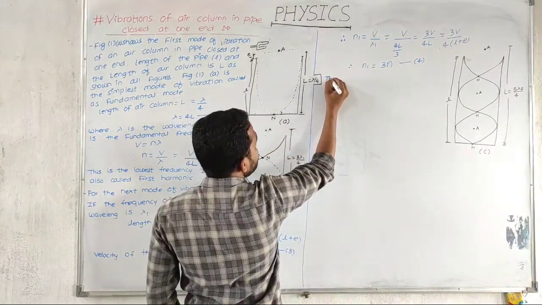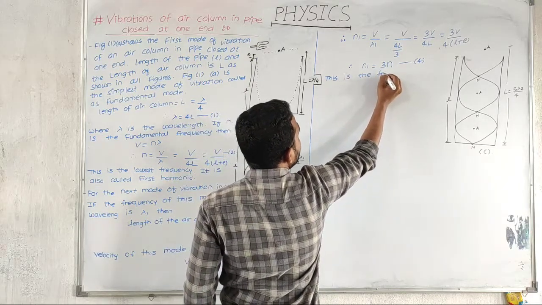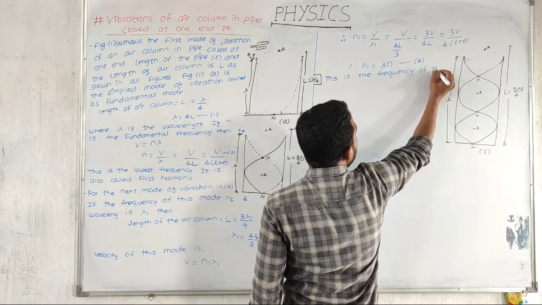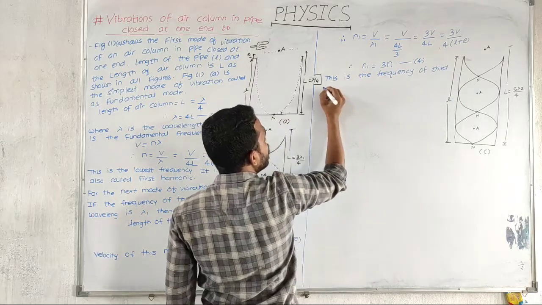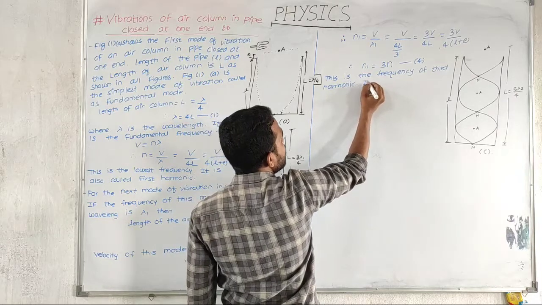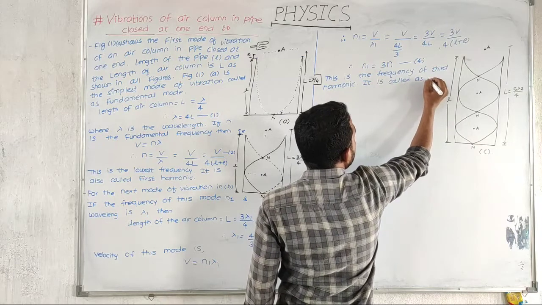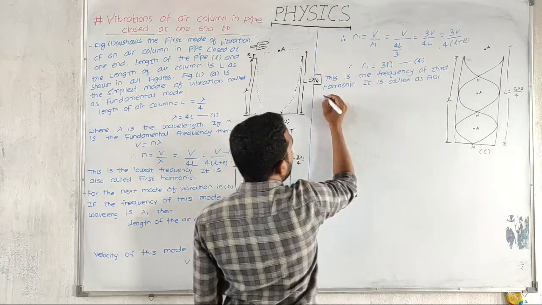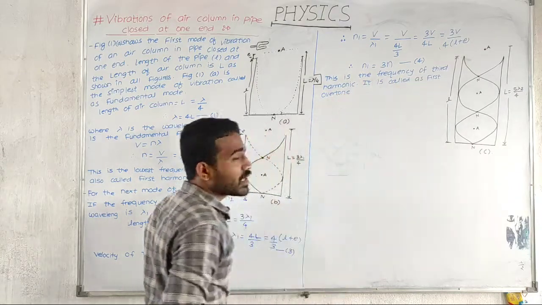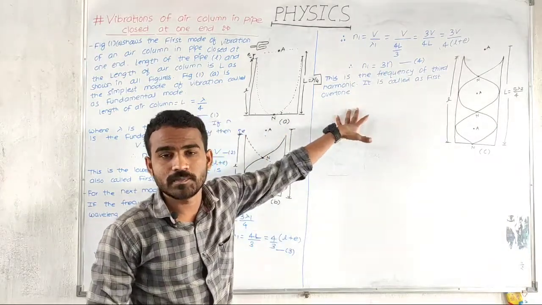This is the frequency of the third harmonic, and it is called the first overtone. So for this frequency, the next mode of vibration is the third harmonic. This is the frequency for the third harmonic, and it is called the first overtone.